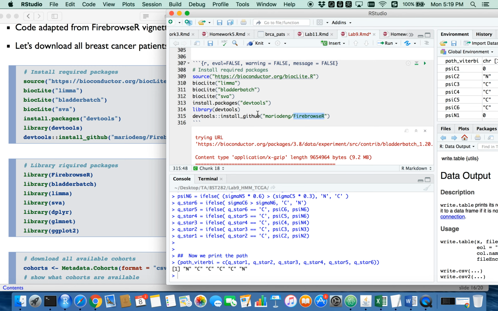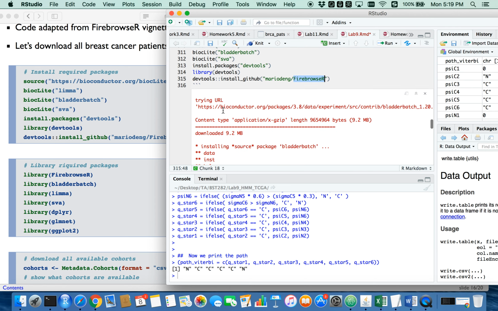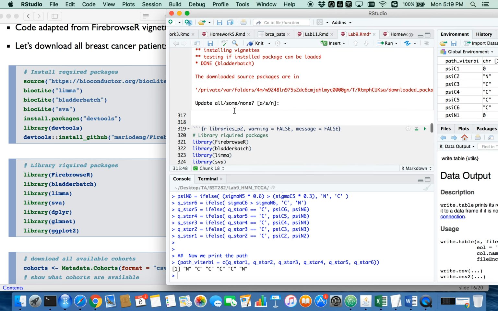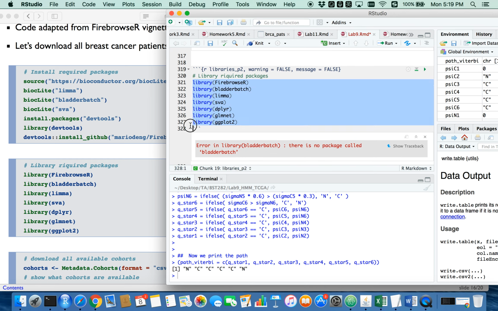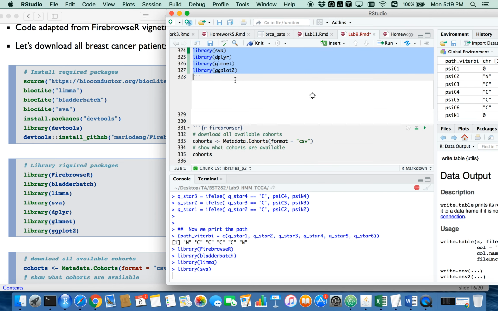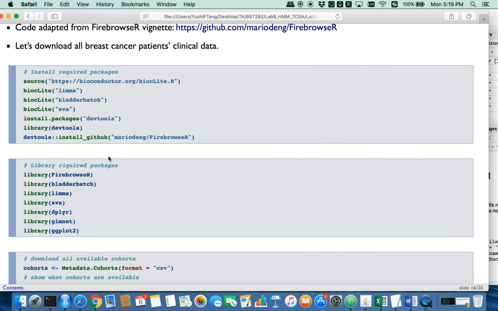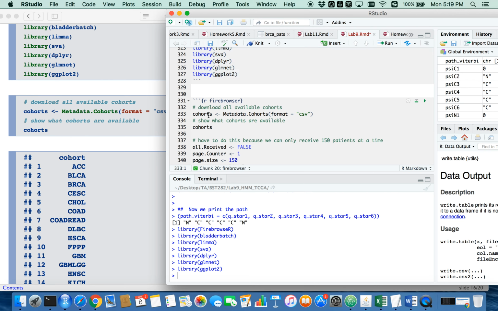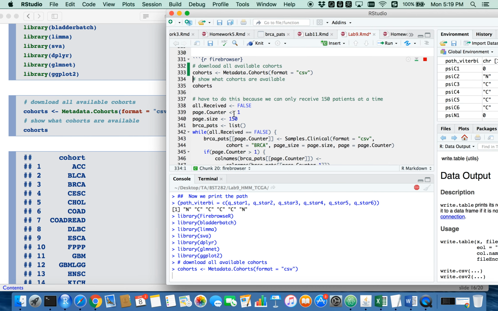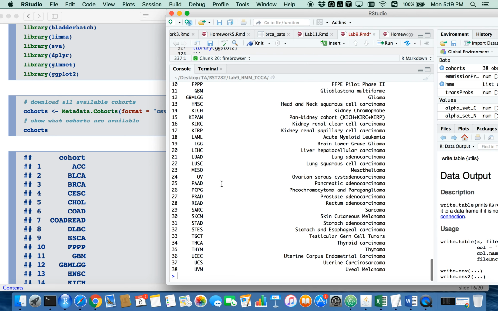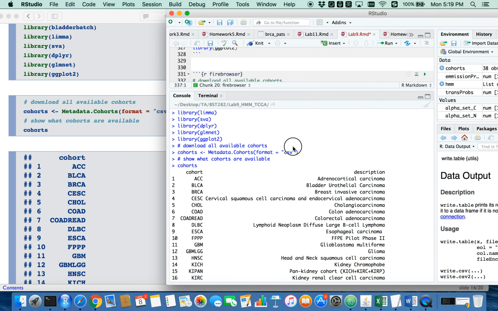So we use devtools to help us install the Firebrowse R package, and we need the Firebrowse R package to help us get access to the TCGA data directly in the R session. If you can load all these packages, dplyr, plyr and ggplot2 are used for visualization. The glmnet is used for the regression. Alright, we have loaded them all, and now with the metadata cohorts, you can download all available cohorts. If you want to check the original information, just check the types of cohorts, and you can see the abbreviations and also descriptions about each of these cohorts.